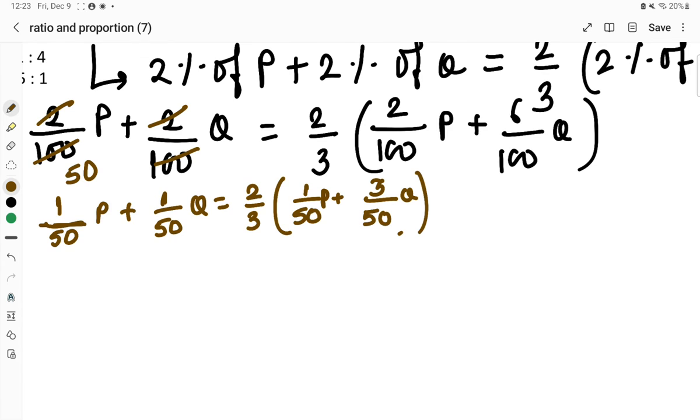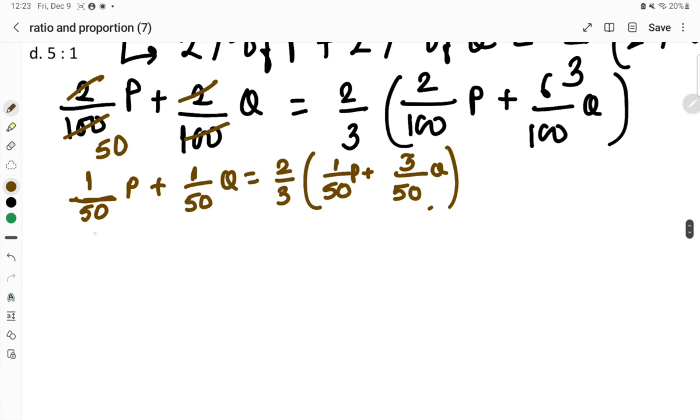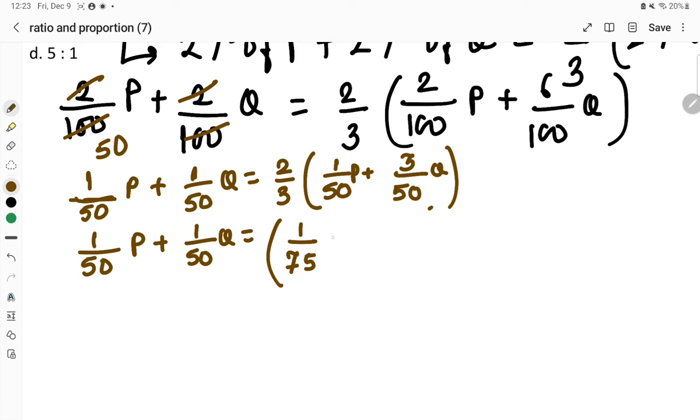Nothing other than that. So next, here 1 upon 50 P plus 1 upon 50 Q, after the calculation of this, it becomes 1 upon 75 P plus 1 upon 25 Q. Simply you have to multiply 2 by 3 with those numbers, and you get 1 upon 75 P plus 1 upon 75 Q. Now whatever the P terms are, look at that, just simply 1 upon 50 P plus 1 upon 75 P.